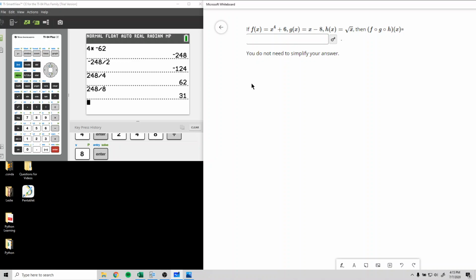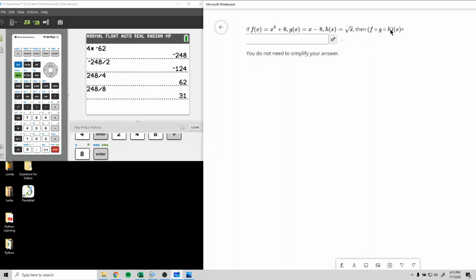So it says if f of x equals x to the 4th plus 6, g of x equals x minus 8, and h of x equals the square root of x, what is f of g of h of x? And you'll notice it says on the bottom you do not need to simplify your answer. So we're just going to have some really messy looking thing, but we're going to leave it like that.